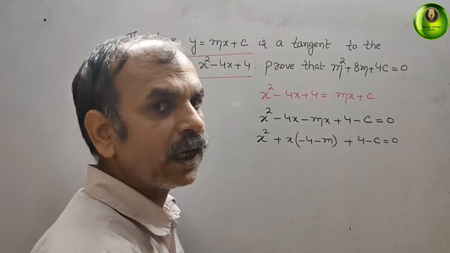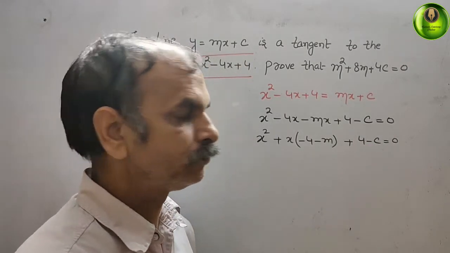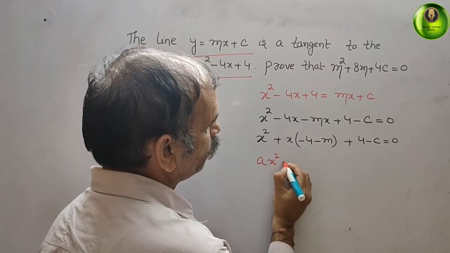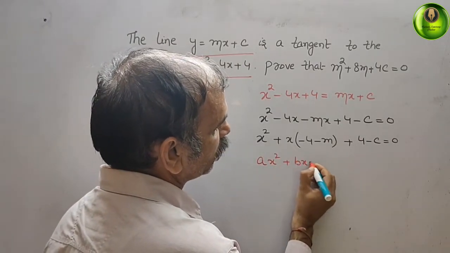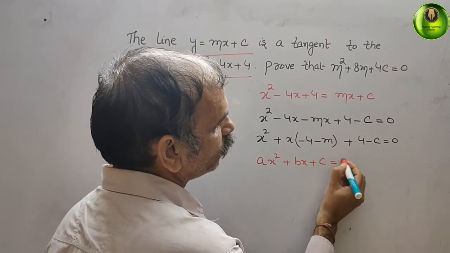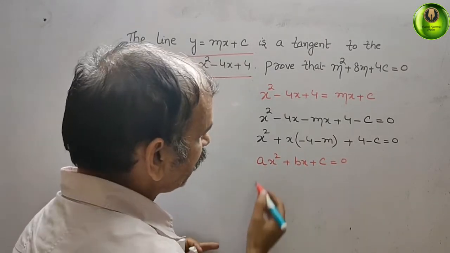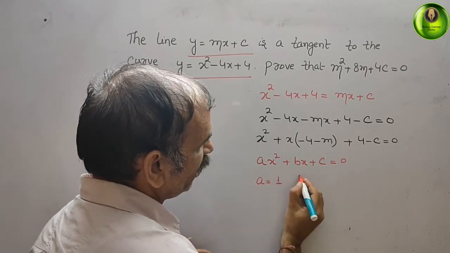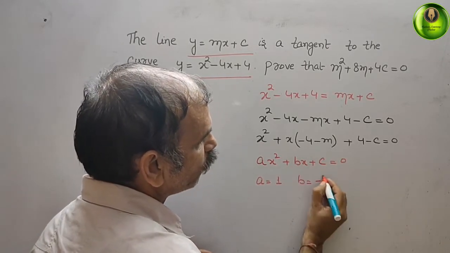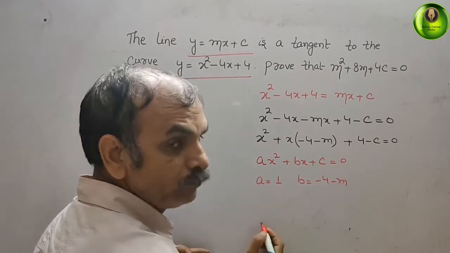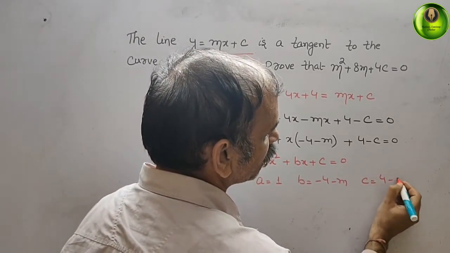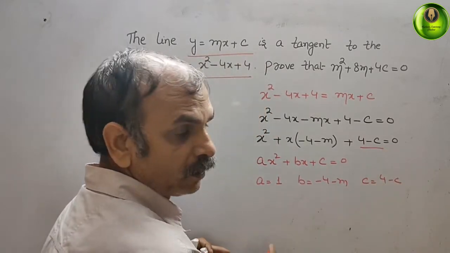Now we will write the standard form of quadratic equation. You will get ax square plus bx plus c, that gives you 0. You can see a is 1, b is minus 4 minus m, and c is 4 minus c. This one is your c, and this is your b.